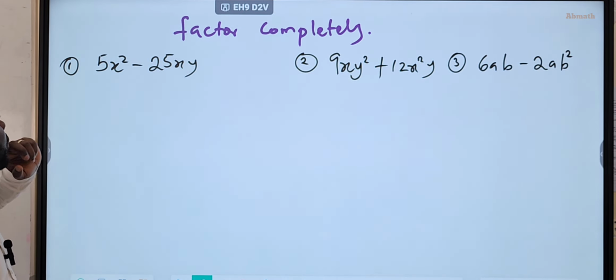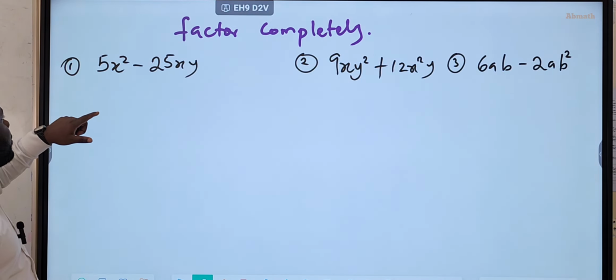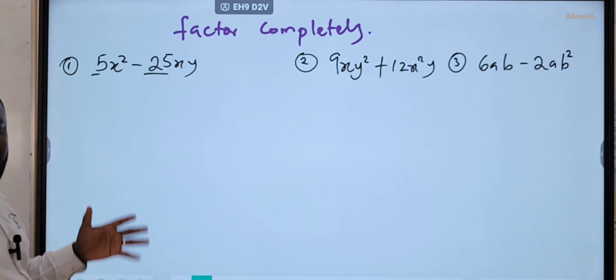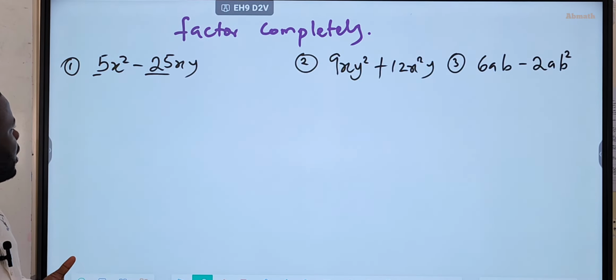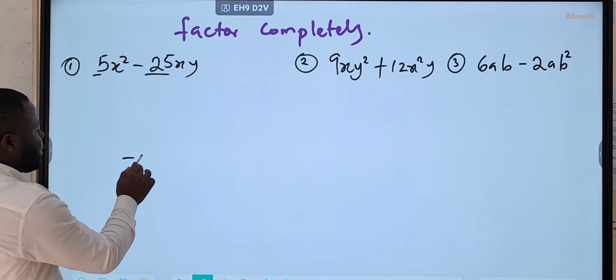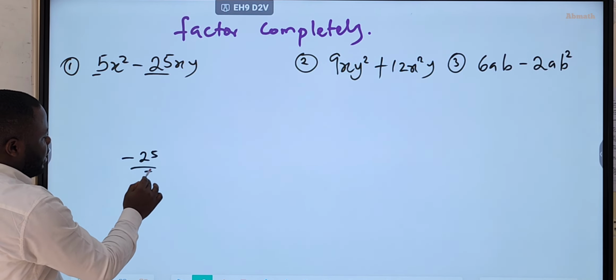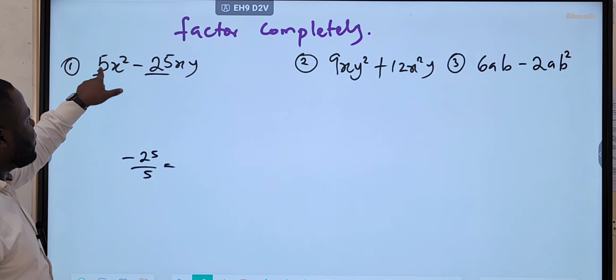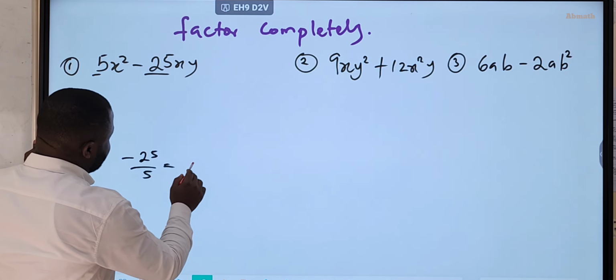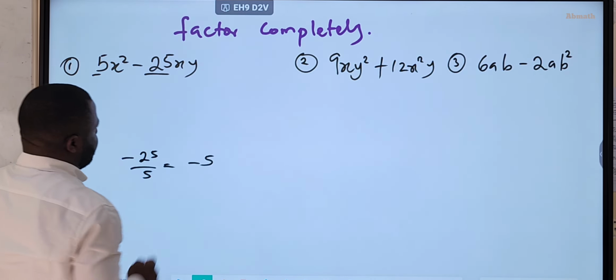So the first thing you need to check, look at the two numbers here. Do they have anything in common? If they have anything in common, what is that thing? Normally what I always tell students to do is to say negative 25 divided by 5, because this is what they have in common, right? And this is going to give you negative 5.